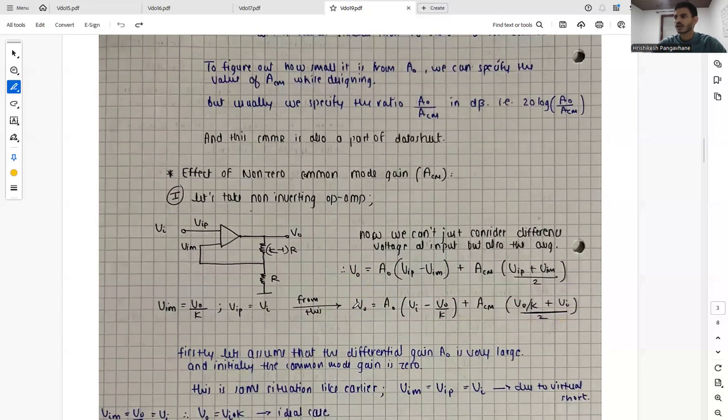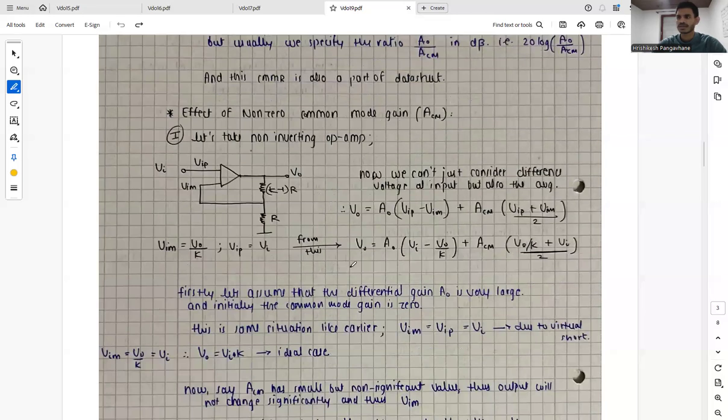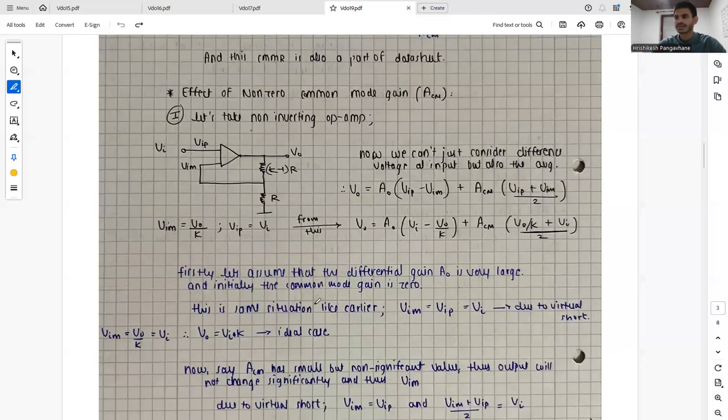And instead of solving it properly, intuitively, let's assume that the differential gain A naught is very large, and initially the common mode gain is 0. So this is the same situation as earlier, which we have been deriving till now. So VIM equals VIP equals Vi due to the virtual short condition, and thus VIM equals V naught by K, which equals Vi, and therefore V naught equals Vi times K, and this is the ideal case.